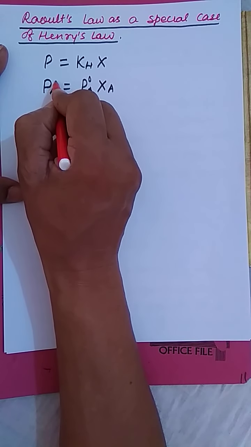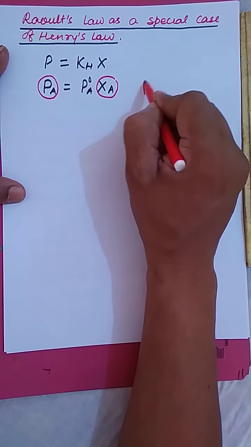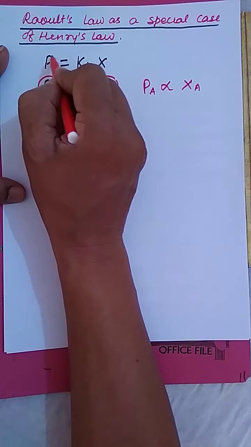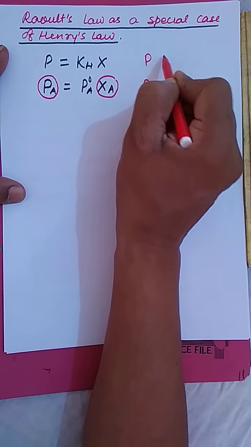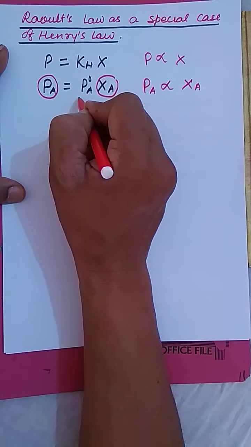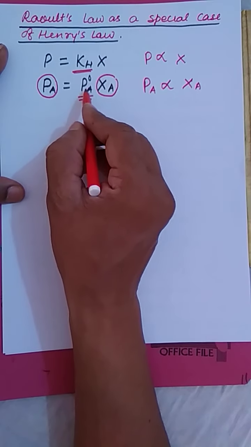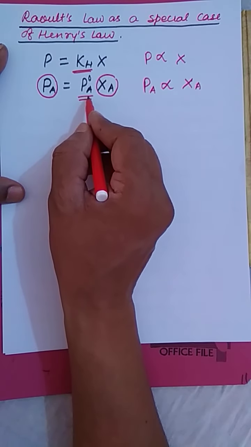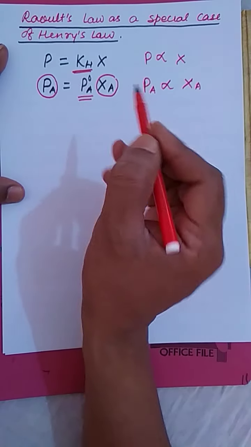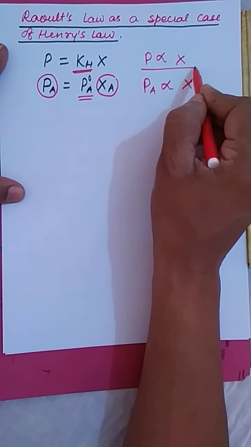So if you compare it, here the partial vapor pressure PA is directly proportional to XA, and here P is directly proportional to X. Only the constant differs. Here the constant is the Henry's law constant KH, and here the constant is P naught A, that means the vapor pressure of the pure solvent. So you see it's quite similar to Henry's law.